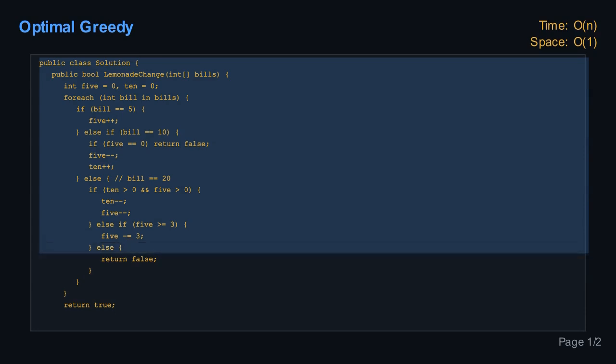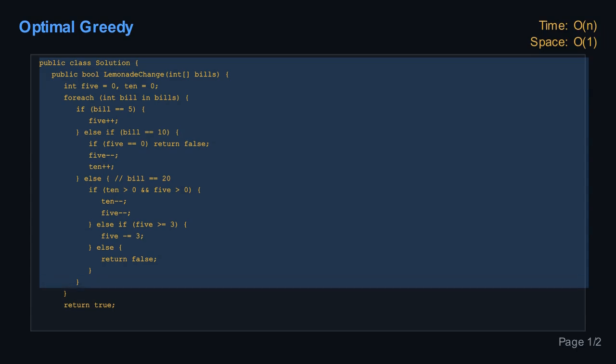Now, the trickiest part, if the customer pays with a $20 bill, we need to give them $15 change. Here's where our greedy strategy comes in. We first try to give them a $10 bill and a $5 bill, because this saves more of our $5 bills. So, we check if we have at least one $10 bill and at least one $5 bill. If we do, we use them, we subtract 1 from 10s and subtract 1 from 5s. We don't need to track $20 bills we receive because they are only useful for change, and we've already accounted for the change we gave out.